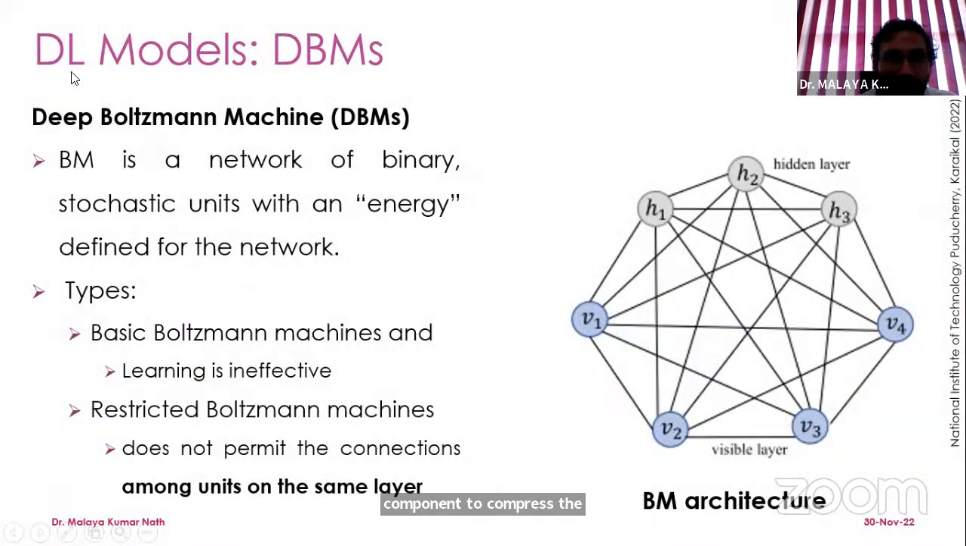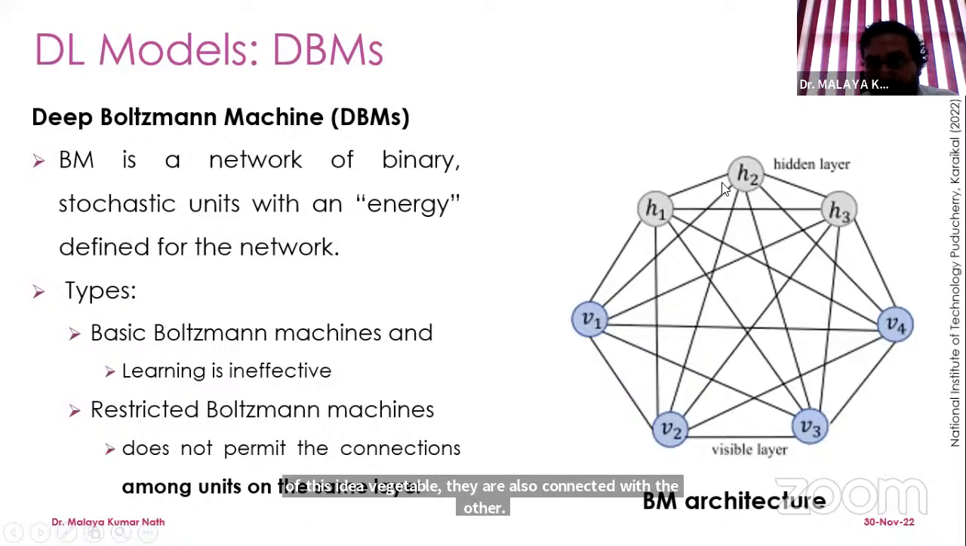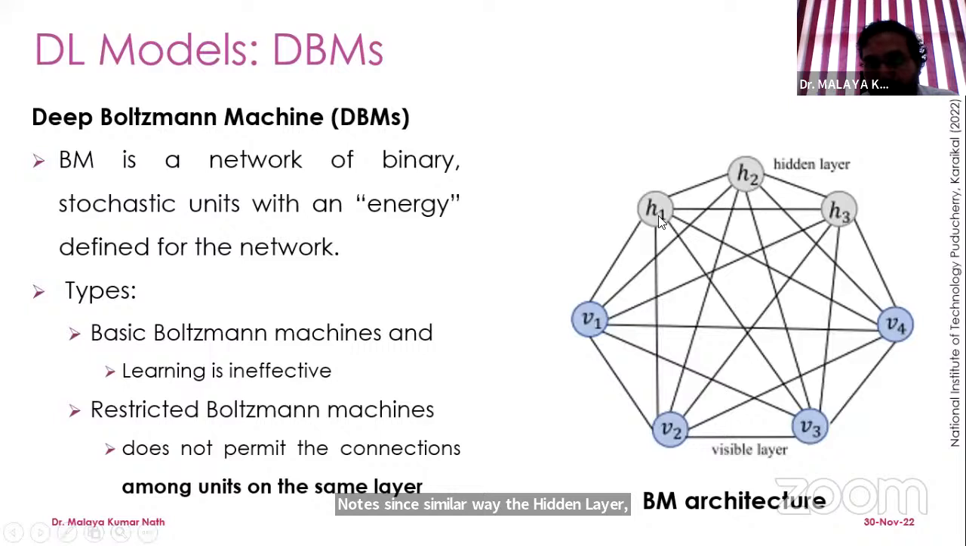Next, another category of deep neural network model is called DBM, that is deep Boltzmann machine. If you look into this architecture, we can see that there are some visible nodes and some hidden nodes. All the visible nodes are interconnected with each other. That means V1 is connected to V2, V3, and V4. Similarly, the other nodes of the visible layer are also connected to the other nodes. In the same way, all nodes of the hidden layer, H1 and H2, are connected to each other. Similarly, the visible nodes are connected to the hidden nodes, and the hidden nodes are connected to all the visible nodes. So this deep Boltzmann machine is a network of binary stochastic units with an energy defined for the network.